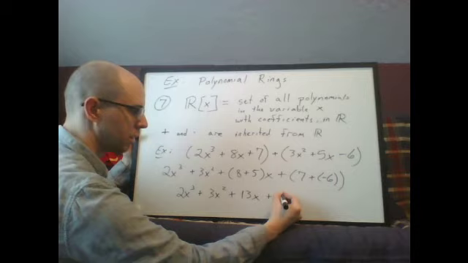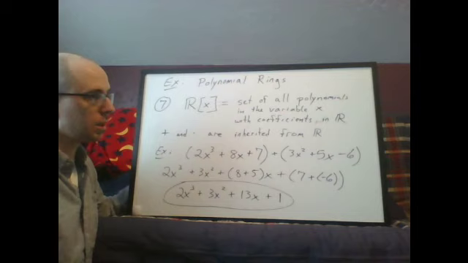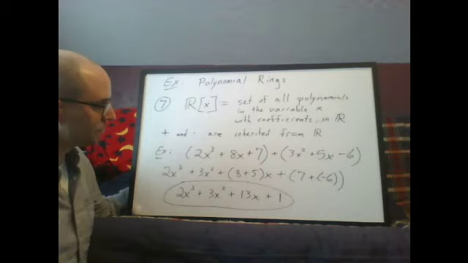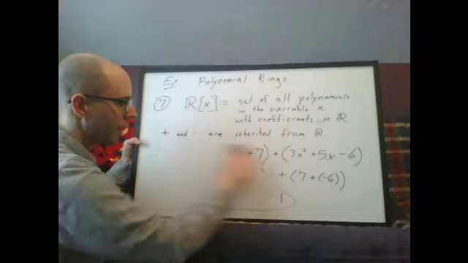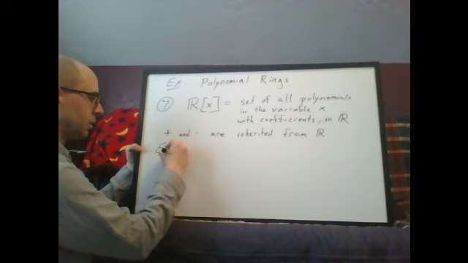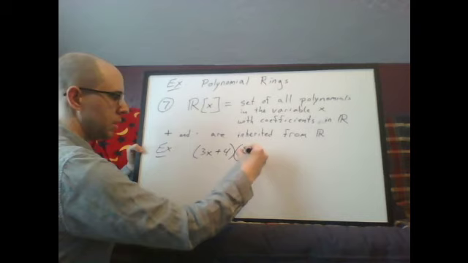So addition in a polynomial ring is just adding like terms, adding the coefficients of like terms. All right. Similarly, multiplication, let me do a quicker example. We add like 3x plus 4 times 2x squared minus 5.